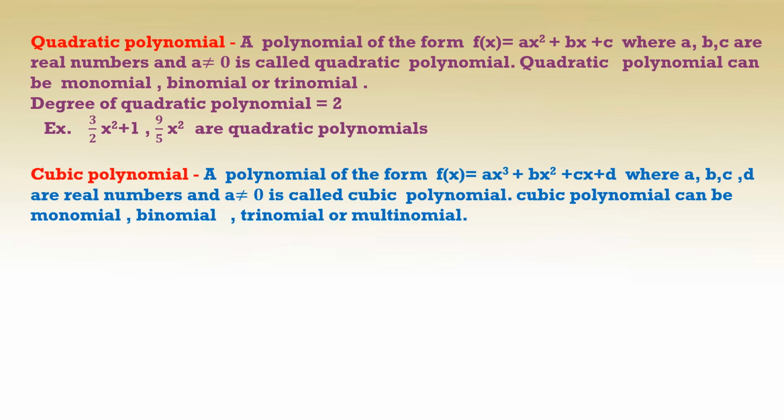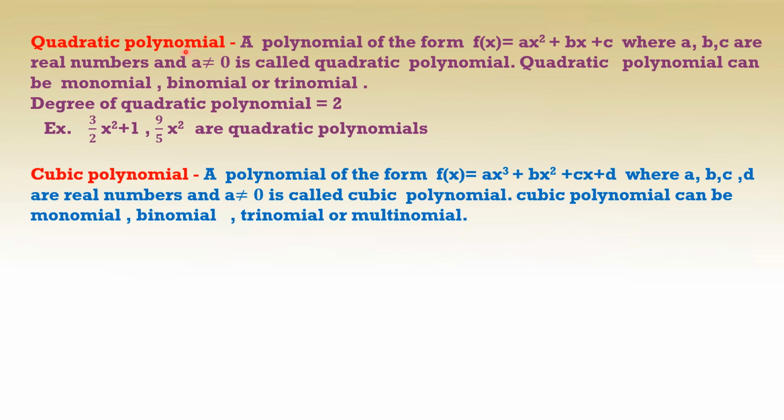Next is cubic polynomials. A polynomial of the form f of x is equal to ax cube plus bx square plus cx plus d, where a, b, c, d are real numbers and a is not equal to 0, is called a cubic polynomial. Why is a not equal to 0? Because if a is equal to 0, then it will become a quadratic polynomial.